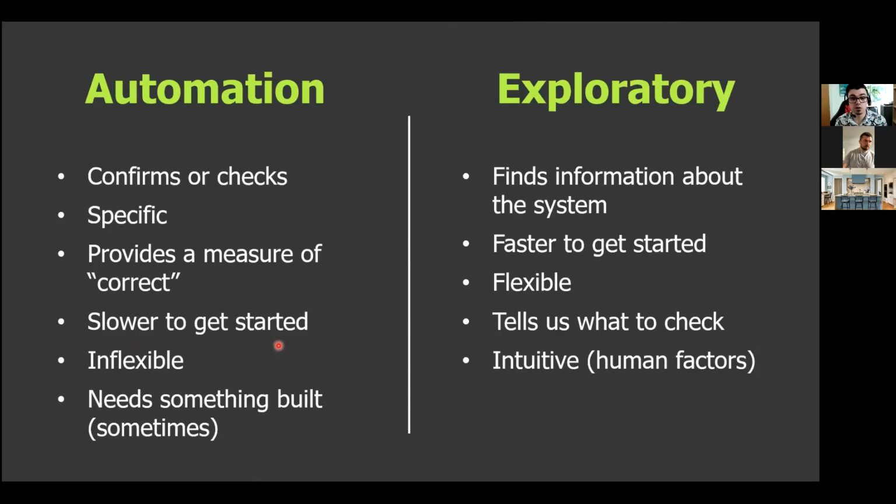Well, the good thing about automation, it is quick to run, but it's also slower to get started. And it does quite often need something to be built in order to run the tests against it. It also can only really confirm or check things. It has to be specific and gives us a sort of pass-fail. That's sort of the automation is the how we test something when we know about it. But exploratory testing, the other side of things, is the what do we test?